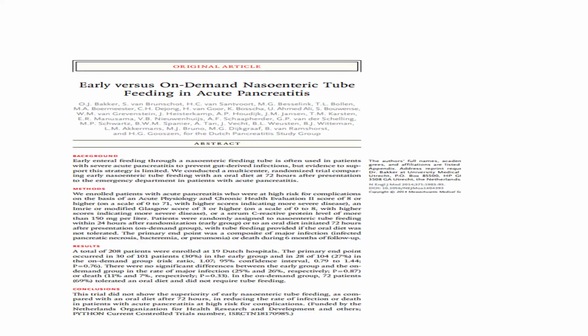So this is the trial which was published in NEJM, which compared early versus on-demand nasoenteric tube feeding in acute pancreatic necrosis. And the conclusion: this trial did not show the superiority of early nasogastric tube feeding as compared with the oral diet after 72 hours in reducing the rate of infection or death.